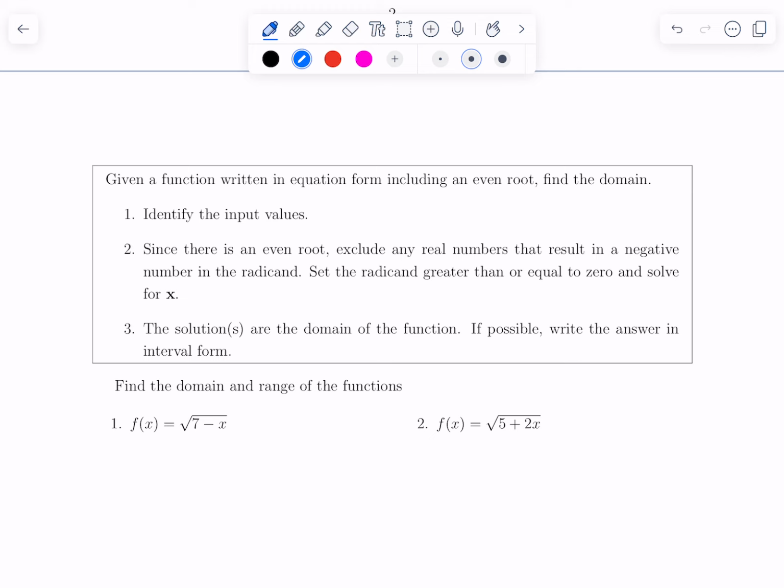So in this case, the radicand means the number underneath the radical sign. So if it's 5, this is the radicand. And if it's greater or equal to 0, solve for x. So it can be 0, but it cannot be a negative. And the solutions are the domain of the function. If possible, write the answer in interval form.